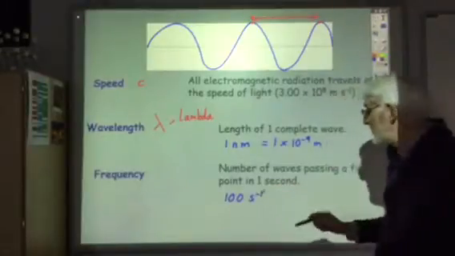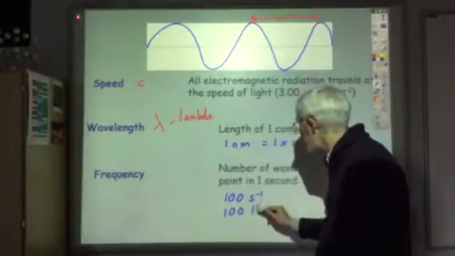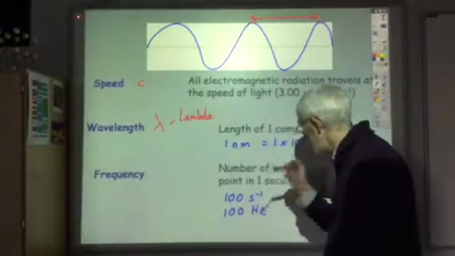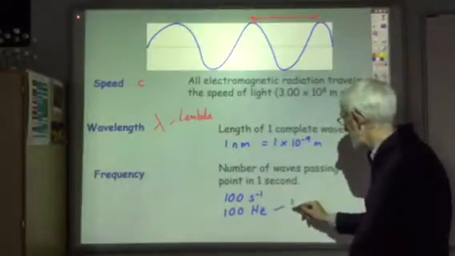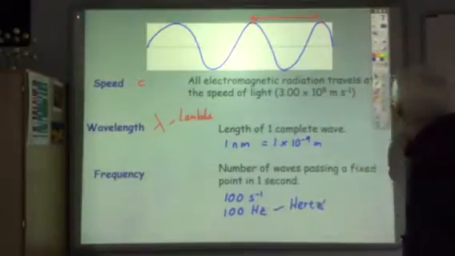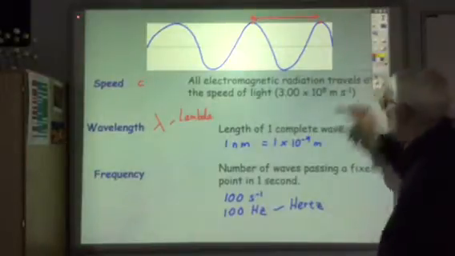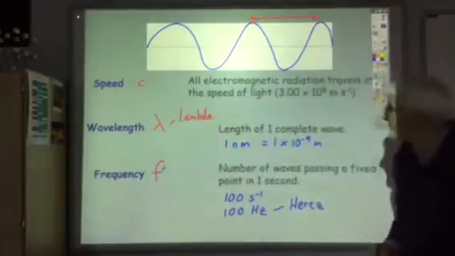Or sometimes we use the symbol hertz. The number would be the same between per second and hertz. So the Hz stands for hertz. And frequency is given the symbol f.